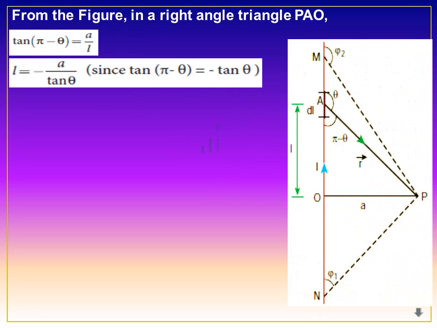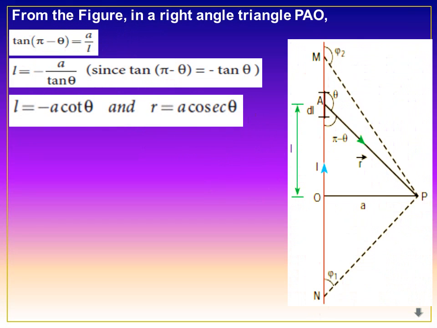So now tan of pi minus theta is equal to A by L. Therefore, L is equal to minus A by tan theta. As you know, tan of pi minus theta is equal to minus tan theta, right? If you put minus tan theta here, then A by L, if you take L here and minus tan theta down to A, then it is minus A by tan theta. Then 1 by tan theta can be converted to cot theta. Therefore, L is equal to minus A cot theta.